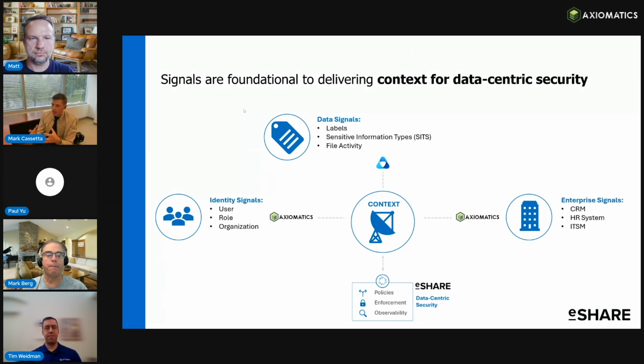But in big enterprises, the reality is the context often exists outside of your Microsoft 365 ecosystem. It might be based on identity signals. It could be based on the user, the role, their organization. Could be based on specific enterprise signals, right? Certain applications, it could be homegrown applications, homegrown databases, COTS applications, whatever it might be. These signals are all critical to making that real-time decision about who can access what information, where and when, and of course, eShare helps bring all of that to life from a policy standpoint.